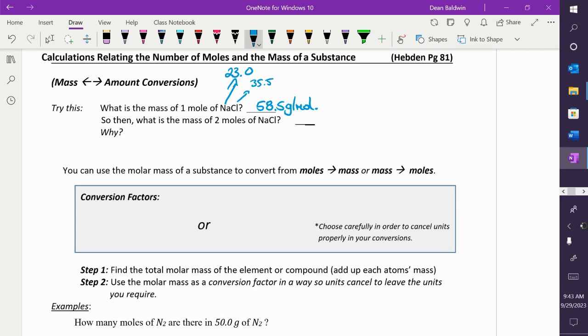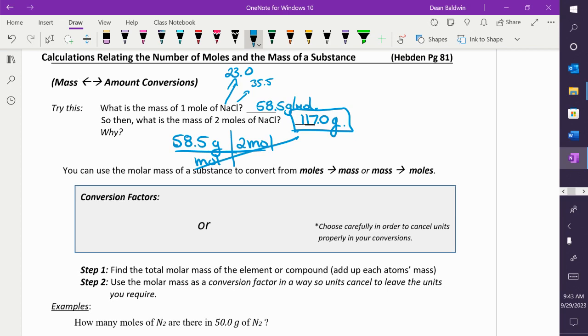That's the mass of 1 mole. So if you have 2 moles, just double it, right? Multiply it by 2. You can do the unit conversion. You don't have to, but 58.5 grams per mole, and you have 2 moles, multiply them together, and you get 117.0 grams. So obviously it just scales up, right? It doubles if you have 2 moles.